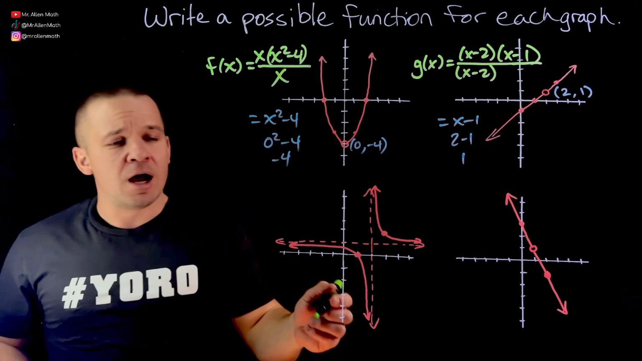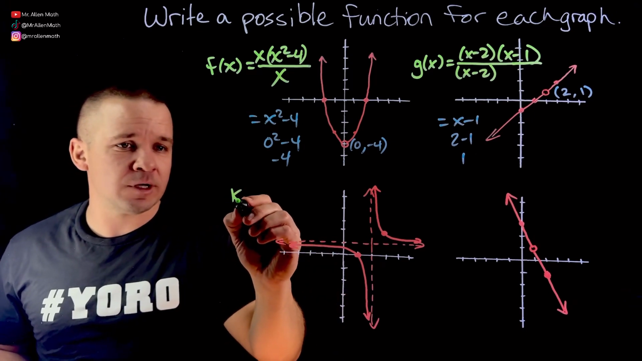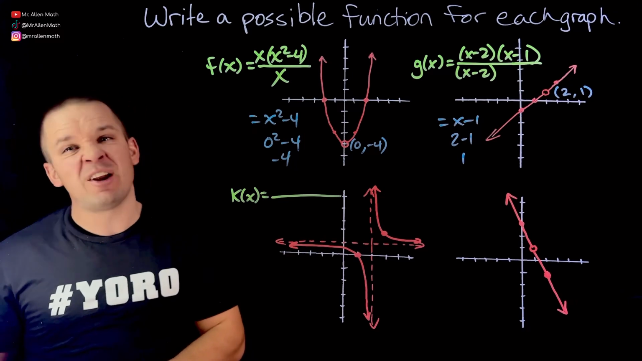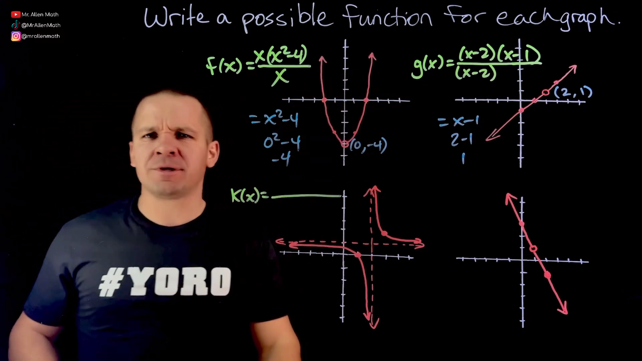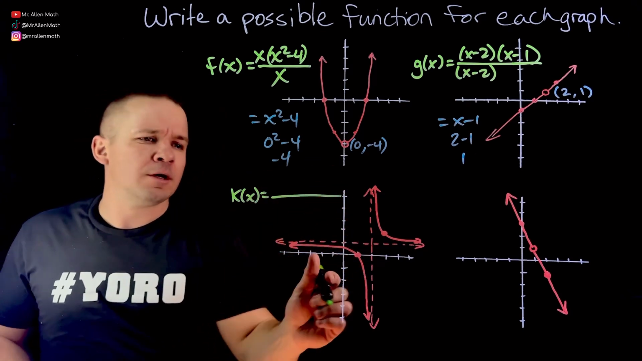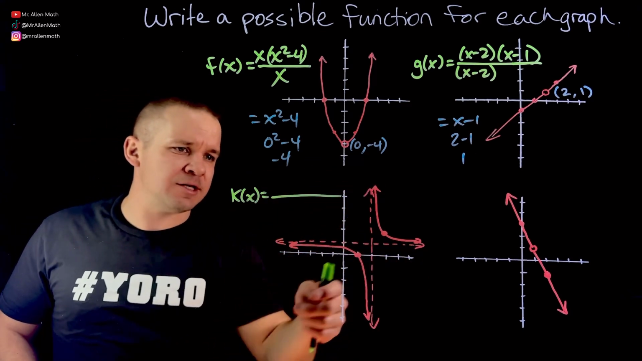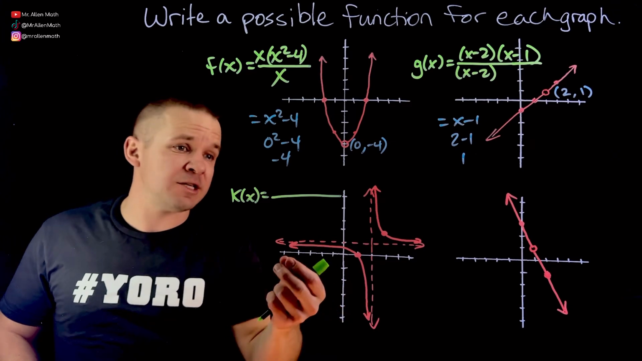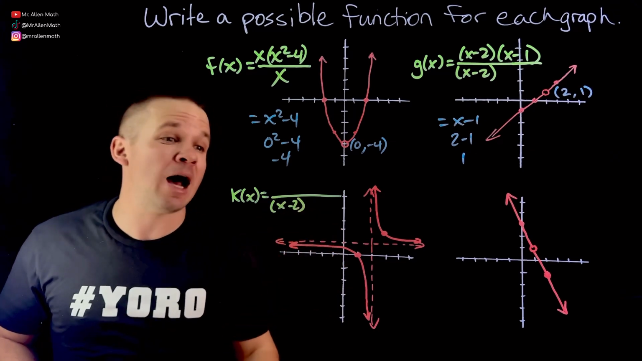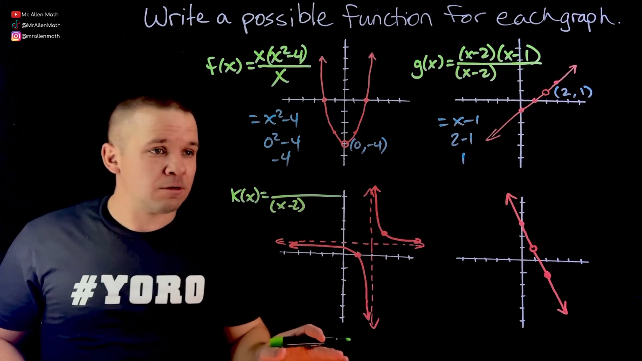Next one here. We'll call it k of x. Let's see if I have enough room on this fraction line. I haven't had enough room over there. Had to extend it a bit. We'll see. So this one's a little more straightforward. I got a vertical asymptote of x equals +2. So x minus 2 should be present in my denominator and not canceled, right?